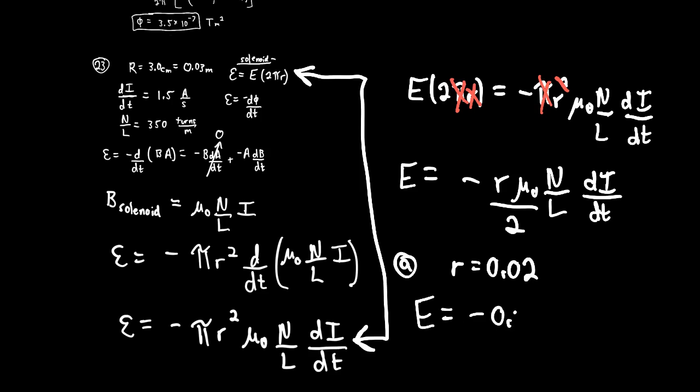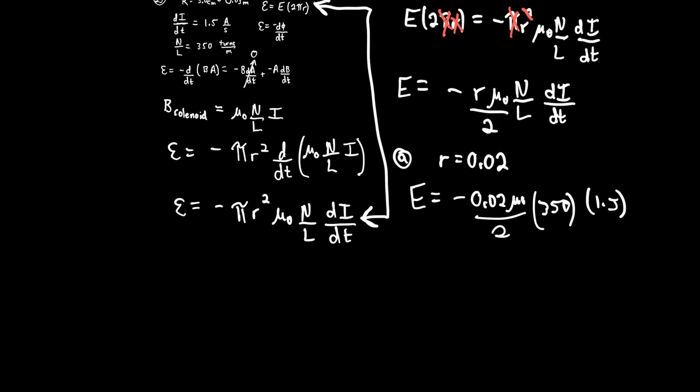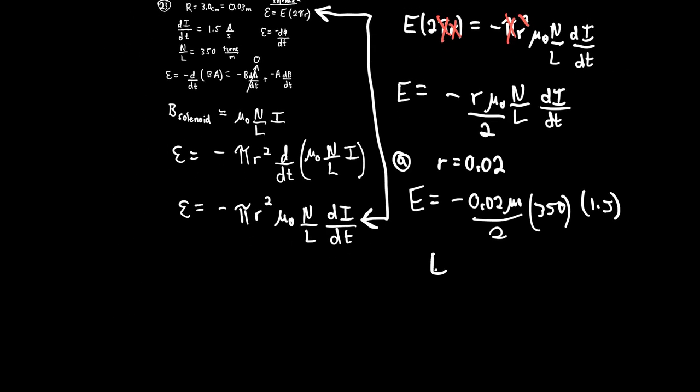So just plug in your 0.02 times mu naught over 2, your n over L, which was, oh gosh, 350, and your di dt is 1.5. Plug those numbers in. E is equal to 6.6 times 10 to the negative 6.